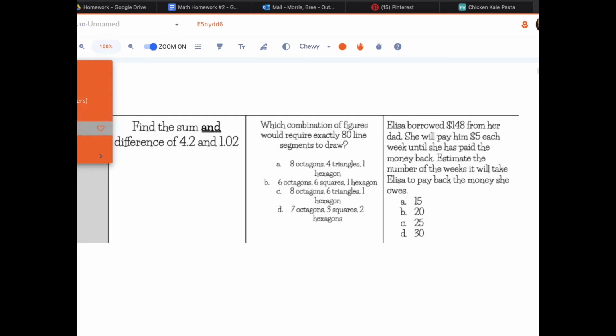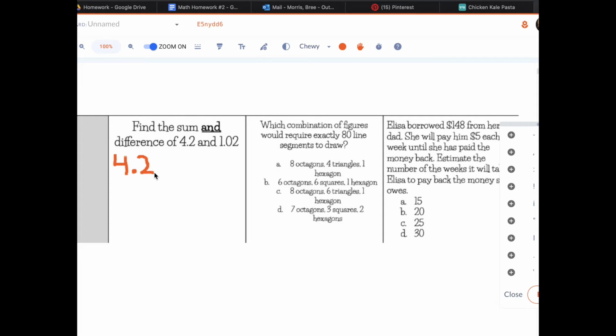But here we go. On this first one, we're going to find the sum and the difference for 4 2/10 and 1 2/100. So the key here is to be sure you're lining up your numbers by place value and decimal. So I'm going to write 4 2/10 plus 1 2/100.